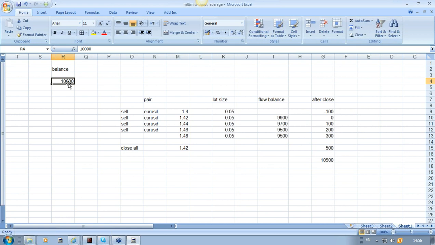Plus, another last thing, take trades only when you don't pay swap too much. Because if you pay swap during 1 year, it can be too much. Okay? Very important. Now, let's see.